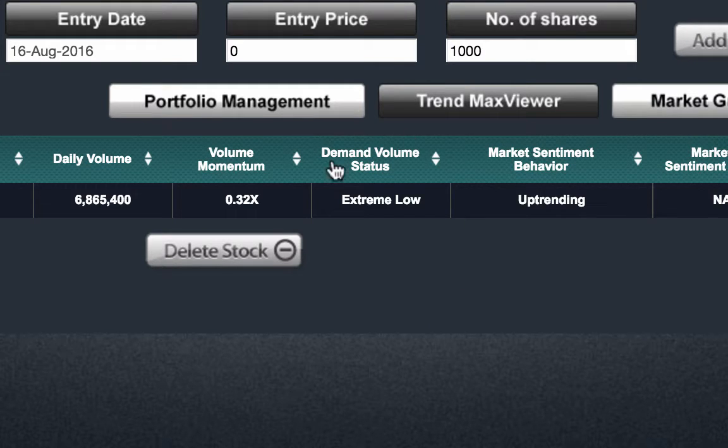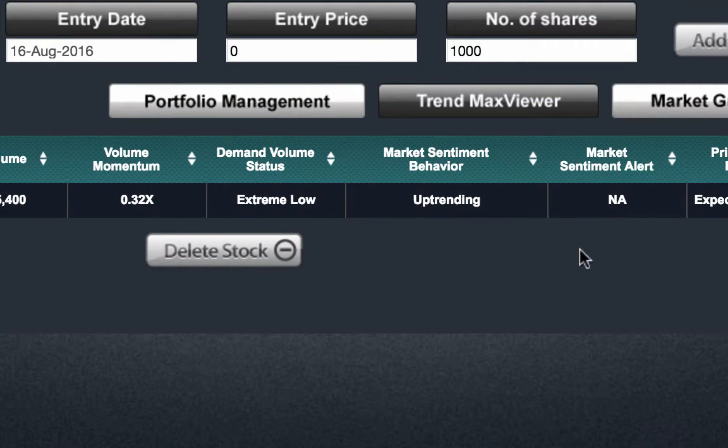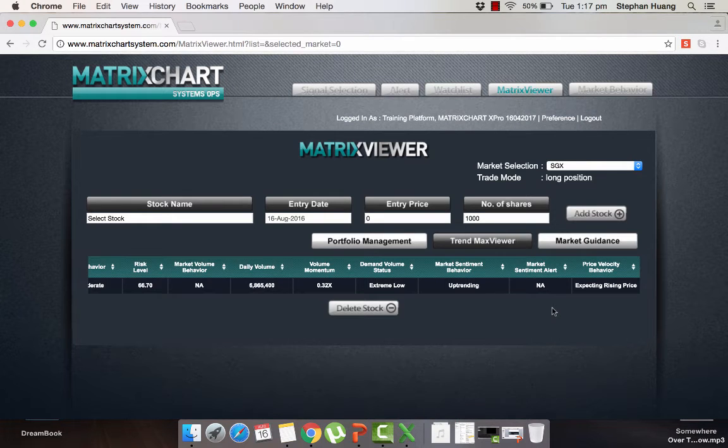Okay, demand for volume is extremely low. As you can see, this is not even 1 times of the volume. Market sentiment behavior is currently uptrending. Market sentiment alert not applicable. And the price velocity behavior is expecting a rising price, which is pretty congruent with the rest. Okay, so let's do another example.